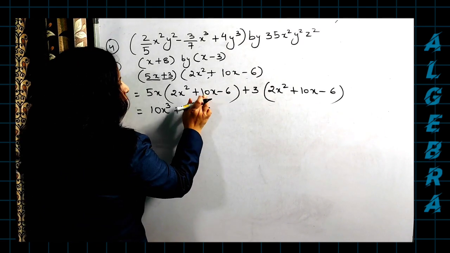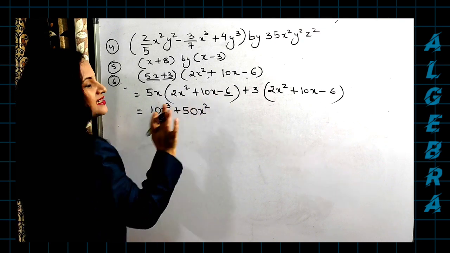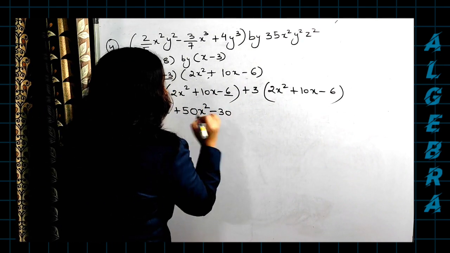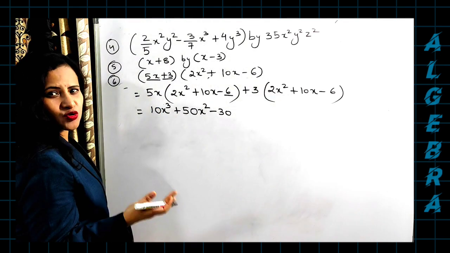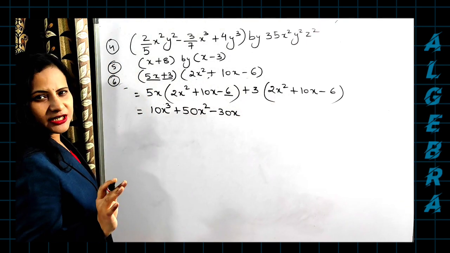Now the third one. 5 multiplied by minus 6 is minus 30. Clear? Minus 30. And x is there. 5x multiplied by minus 6, so is x there or not? A single x is there, so write single x. Is it clear to everyone?